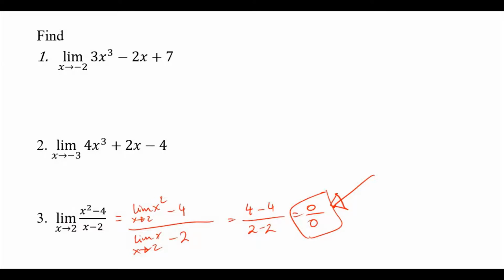So in the previous videos, I talked about this kind of problems, and now I'm going to show you how to solve this kind of problems. Remember, when we apply the limit laws, we will end up with 0 over 0, which is undefined. So what is the strategy that we're going to use in order to solve this kind of problems?